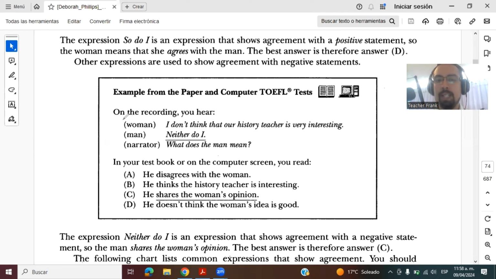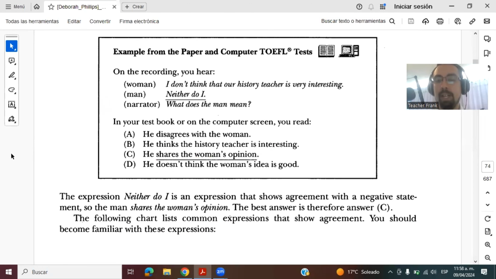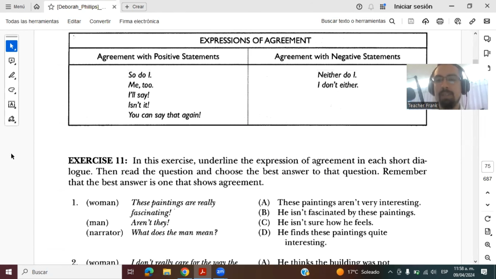For example, the woman here says, I don't think that our history teacher is very interesting. And the man says, neither do I. What does the man mean? He disagrees with the woman. He thinks that the history teacher is interesting. He shares the woman's opinion, or he doesn't think that the woman's idea is good. Well, if he says, neither do I, that means that he agrees, right? With the negative. I don't think our history teacher is very interesting. So he shares the woman's opinion, right? Now, we're going to be looking at some expressions because you can agree either in positive or negative. So here they are.